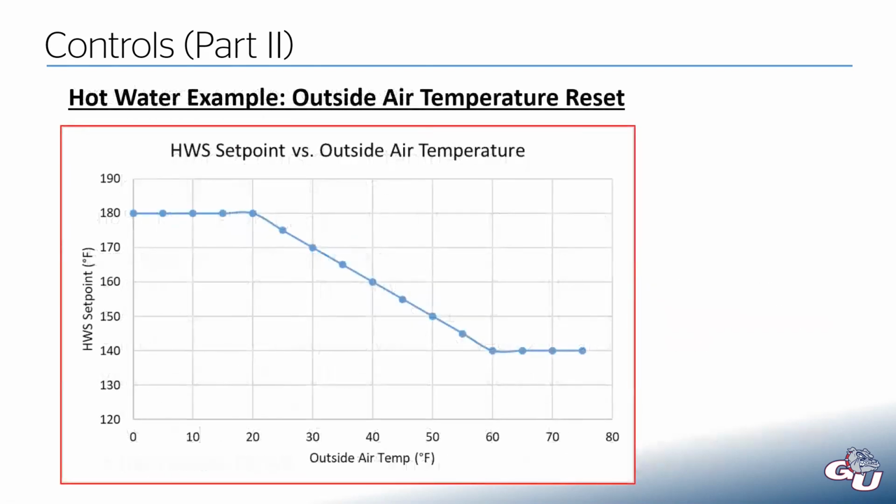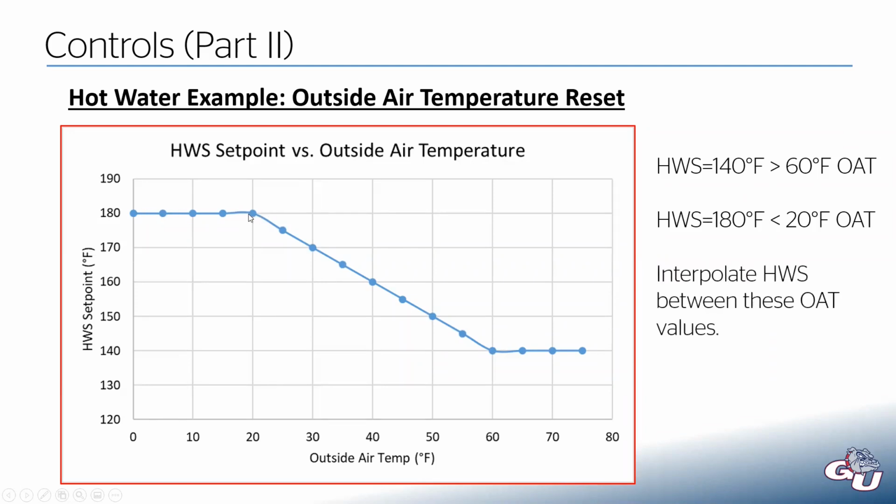To put it visually, here's what it would look like for a hot water system. So our hot water supply is at 140 degrees if we are at or above 60 degrees outside air temperature, and we'll be at 180 degrees if we are below 20 degrees outside air temperature. And then in between those values, we'll interpolate. And a chilled water system would be very similar, essentially just inverted.